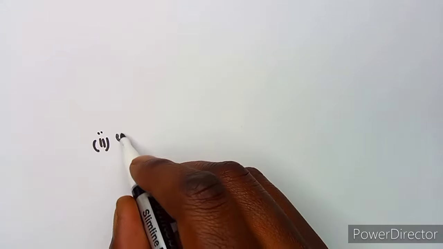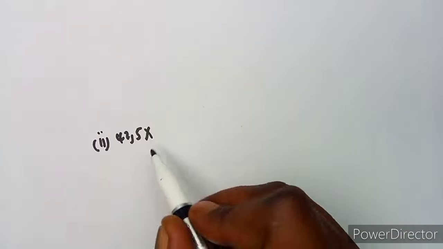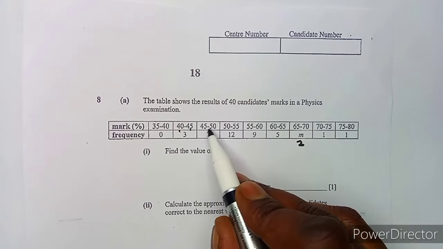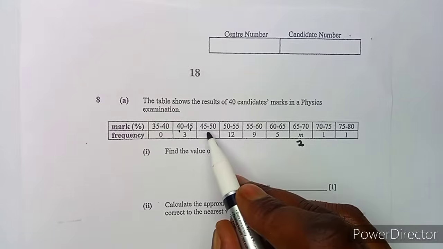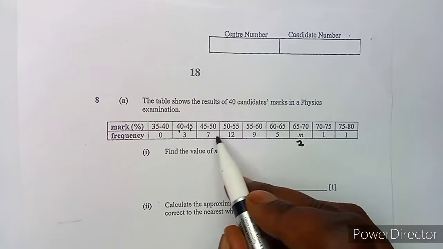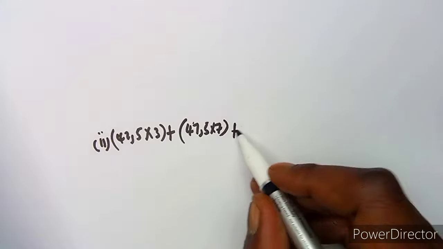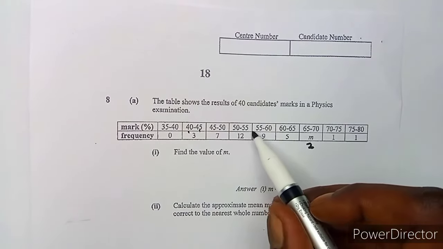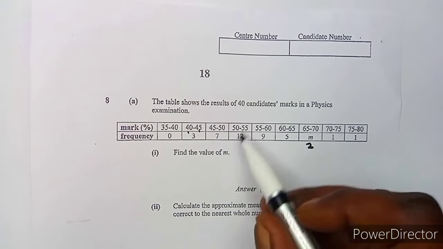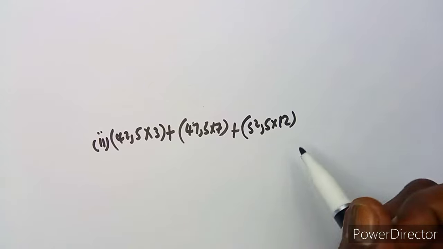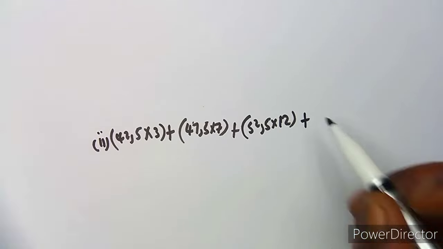So we said 42,5, which is our value from the mark, times the frequency of 3. So you multiply by the frequency. You move on to another class, 45 to 50. If you add these two and divide by 2, that's going to be 47,5 times 7. So you keep on doing this until the last part, guys. You move on to 50 up to 55. You divide 50 plus 55 by 2, that's 52,5 times the frequency of 12 there. You move on to another one, which is 57 now.